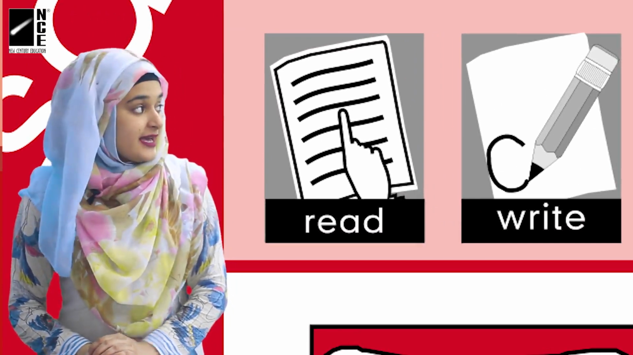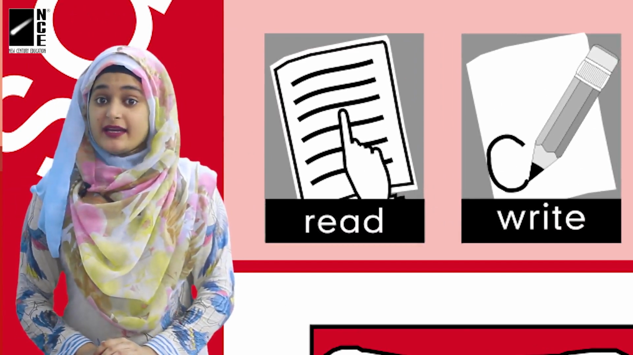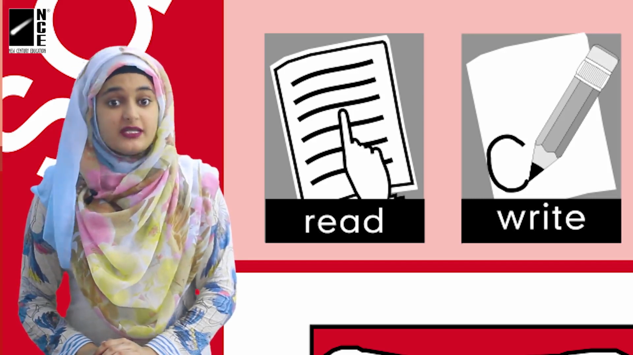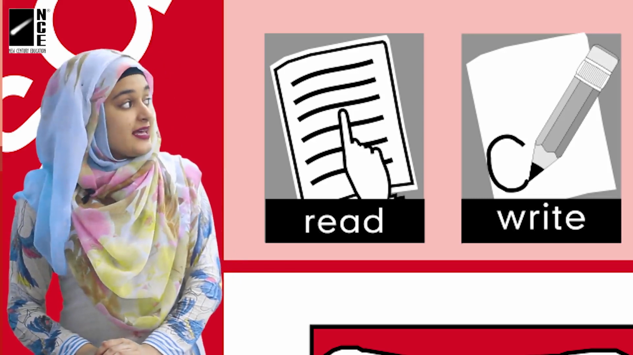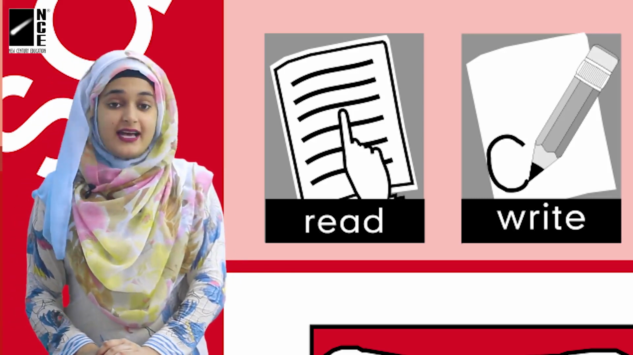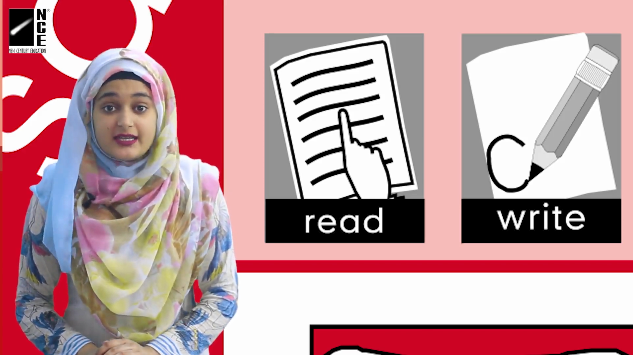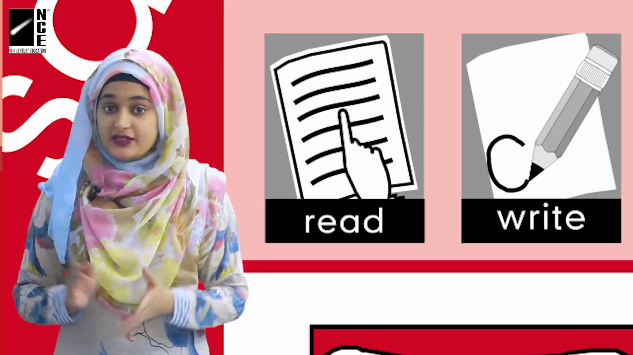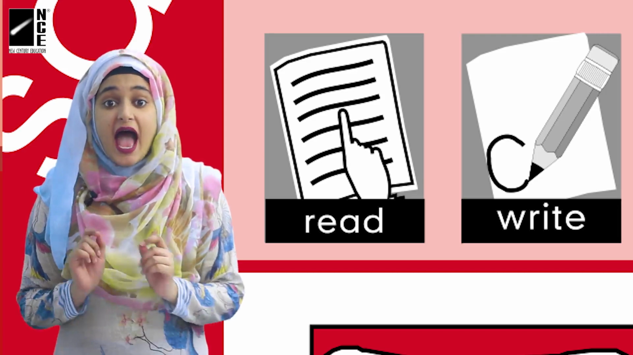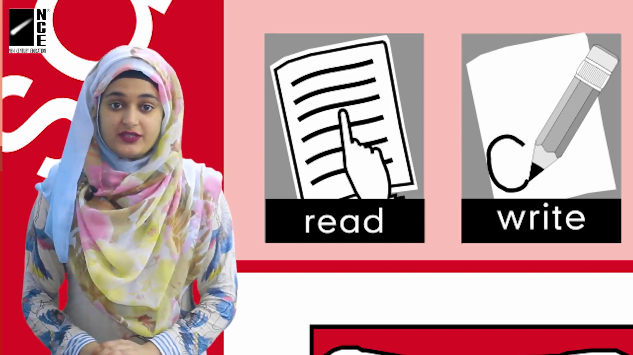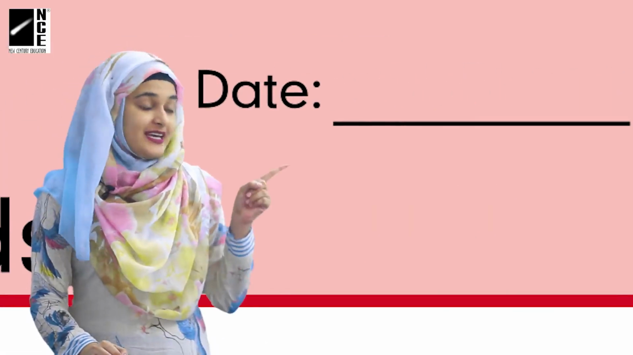The first icon is this one and this tells us to read. This icon means that we have to read first, and then the second icon is this one, and this icon tells us to write. It means that in today's class we will read and write the add words. But before starting your work you have to mention the date here.